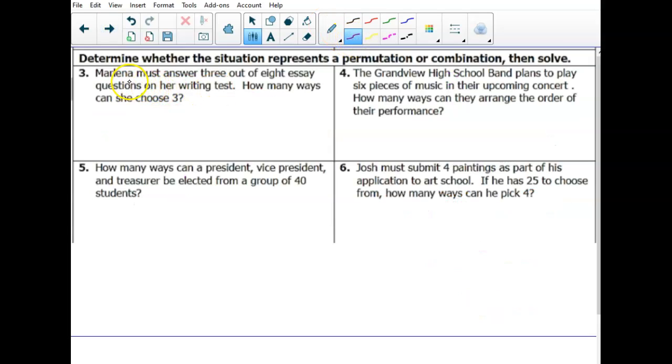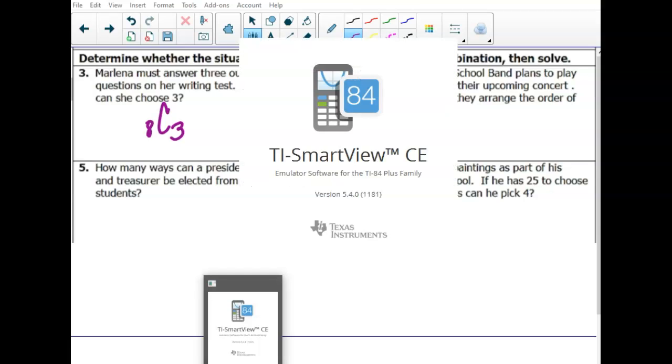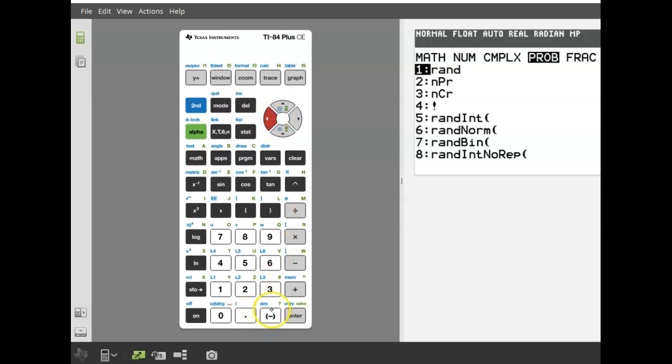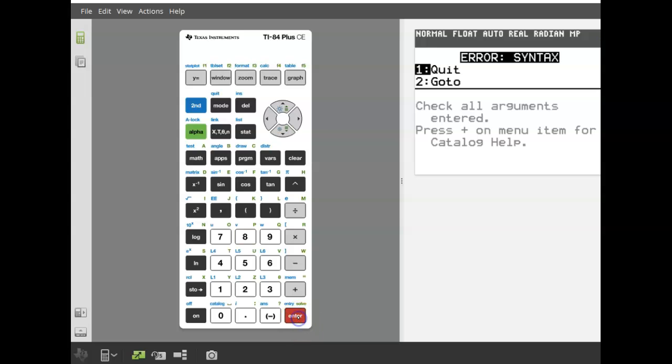All right, Marlena. Permutation or combination and then solve. Marlena must answer 3 out of 8 essay questions. How many ways can she choose 3? Okay. Do we want to count her choosing essay A, B, and C differently than if she does essay B, C, and A in that order? No, it's all the same 3 essays she chose. So out of 8, choose 3 is an nCr question. That, if you don't remember where that button is, it's a combination, by the way, that's what it's called. I asked that, but it's under math. Arrow over to probability and choose choice 3. Was it 8 and 3, guys?